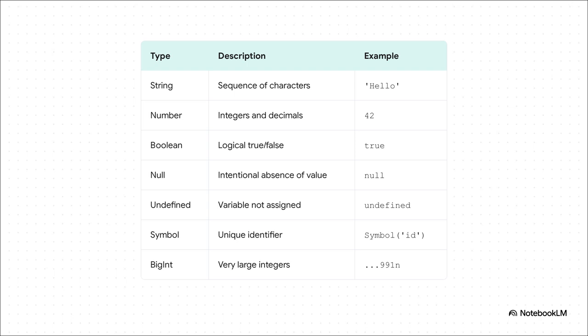First is a string, which is just any piece of text. Second is a number, which can be a whole number or a decimal. And third is a boolean, which is just a simple true or false. Those 3 are the absolute bedrock of everything you're going to build.